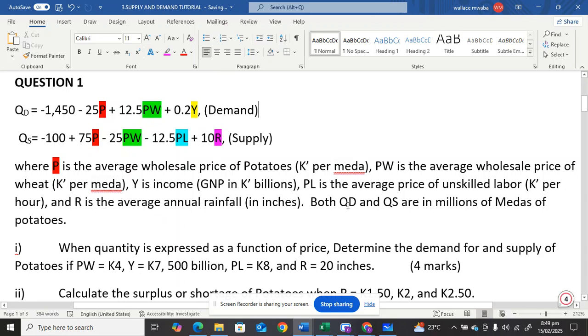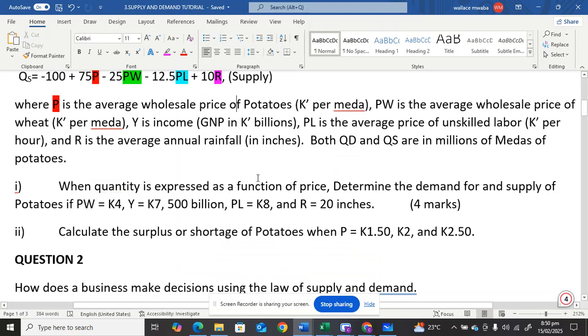So both quantity demanded and quantity supplied are in millions of medas of potatoes. Okay, so this demand and supply function is for potatoes. Our demand function here, QD, the quantity demanded of potatoes, is affected by the price of the potatoes, the price of wheat, and the income. In our supply function, the quantity supplied of potatoes depends on the price of potatoes, price of wheat, the wage rate, and the average rainfall.